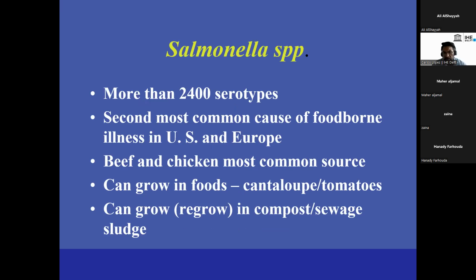So when we talk about Salmonella, I mentioned it can be a specific case, but there are more than 2,000 different serotypes of Salmonella. Still, in many countries, like the USA and Europe, it is the second most common cause of foodborne illness. They tend to contaminate mostly beef and chicken, but also certain foods like tomatoes, and are very much linked with the distribution of eggs. And this Salmonella can regrow in compost and sewage sludge.